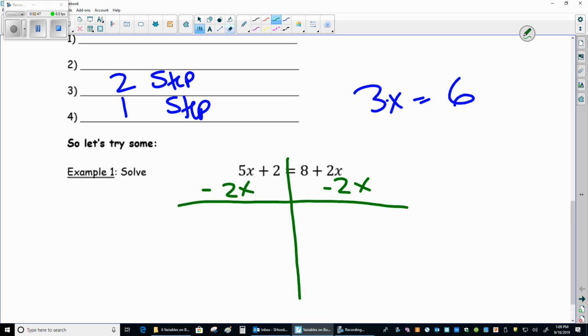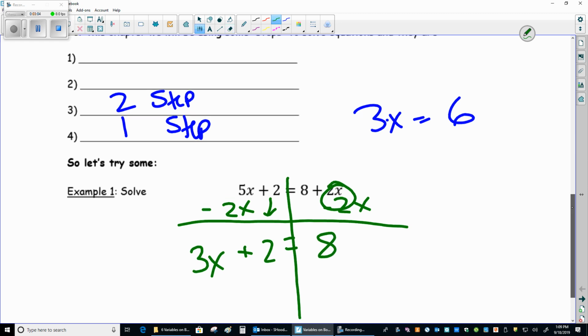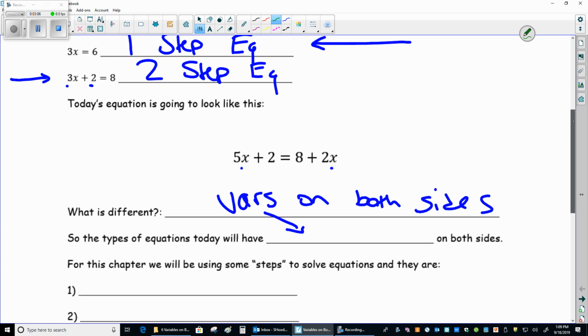And when I do that, this will make 0, just like when we did two-step equations yesterday. And now I should have a two-step equation after I do some math here. 5x minus 2x is 3x plus 2 equals 8. Is that a two-step equation? Yeah, in fact, it's the same exact two-step equation that is up there.